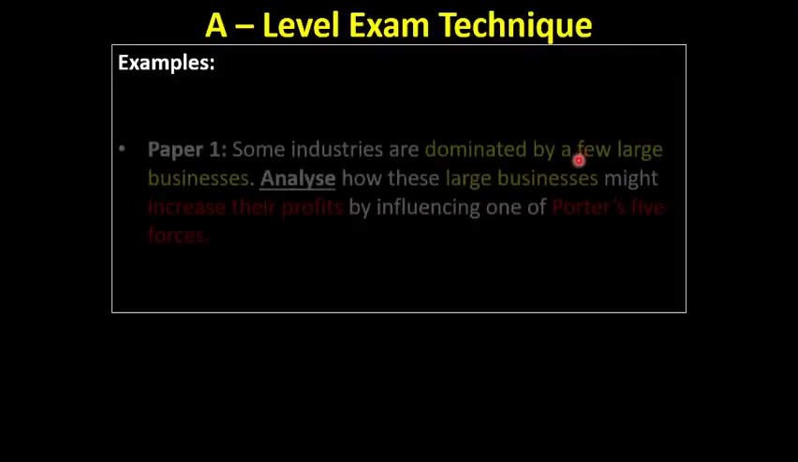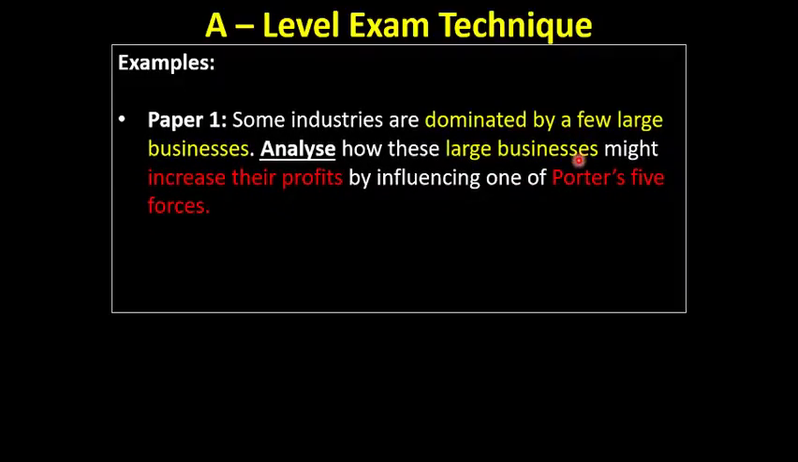So here are some examples of exam questions. The first question I'm going to pick out is from paper 1 and it is worth 9 marks. The question says some industries are dominated by a few large businesses. Analyse how these large businesses might increase their profits by influencing one of Porter's 5 forces. So the instruction is to analyse. I've underlined that in bold. That tells us what skill we need to demonstrate, which is to build a chain of analysis.